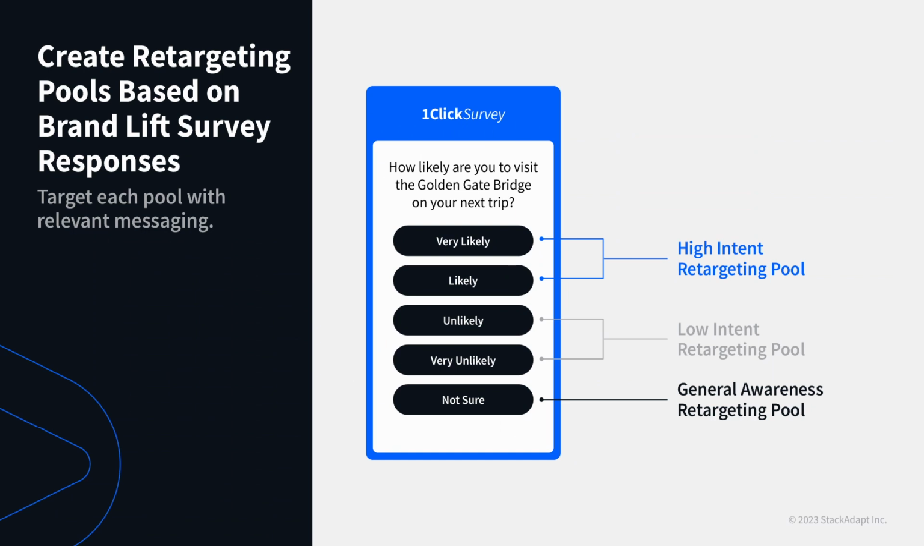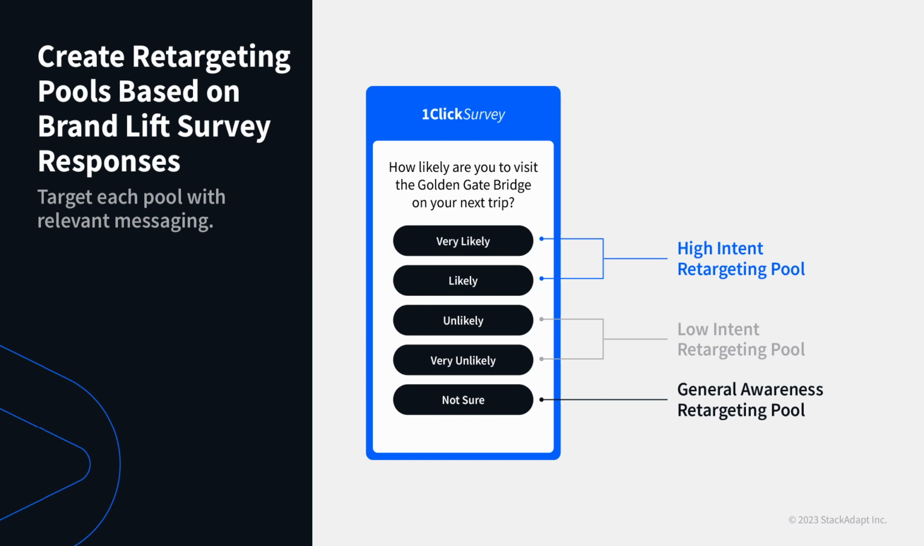We can also create retargeting pools based on these to further drive that optimization. So if we're getting a lot of responses that people are very likely or likely to convert, we then want to put them into a high intent retargeting pool. Maybe at this stage, we're willing to spend a little bit more to get in front of those audiences because we're relatively confident they're going to convert in the short term and improve the bottom line.